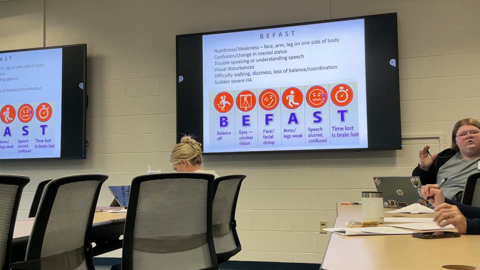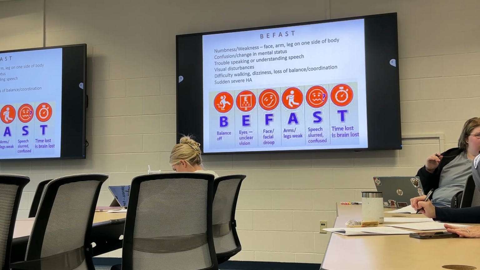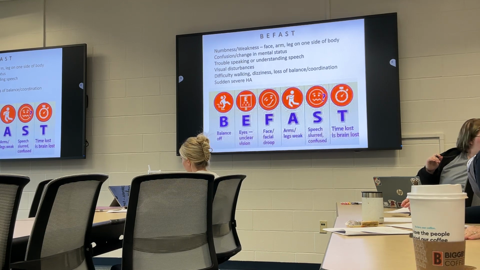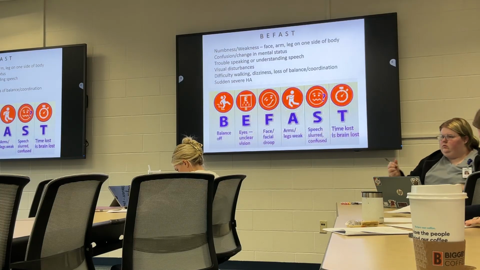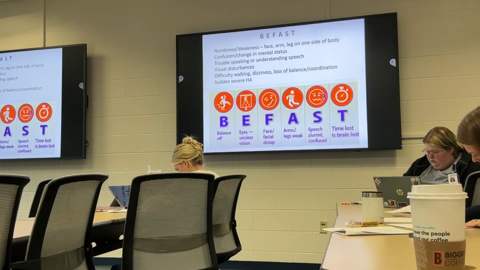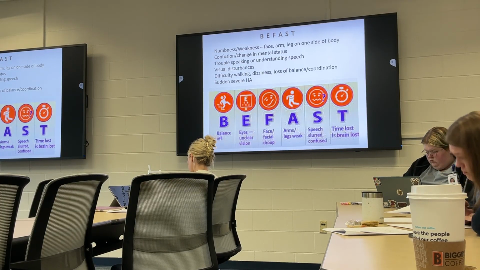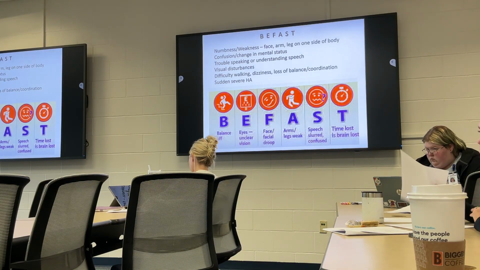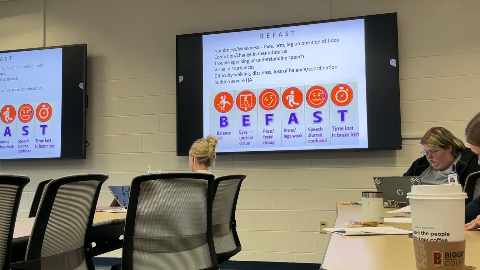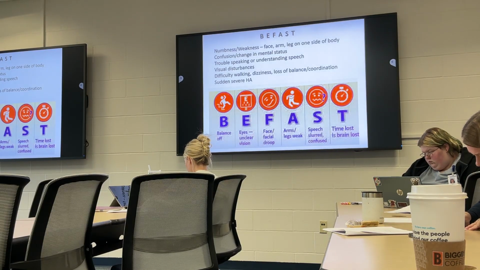Here's the acronym that you need to know and we want everyone in the community to know. BE FAST: B for balance, E for eyes, can they see, do they see double vision, can they read my ID band, can they read the clock? F for facial droop, is one side of their face droopy or the other side? Arms, are arms weak, legs weak. Speech, is their speech slurred? Are they confused? And then time lost, which is brain lost.